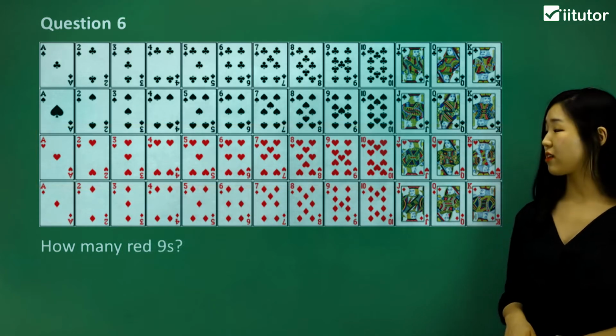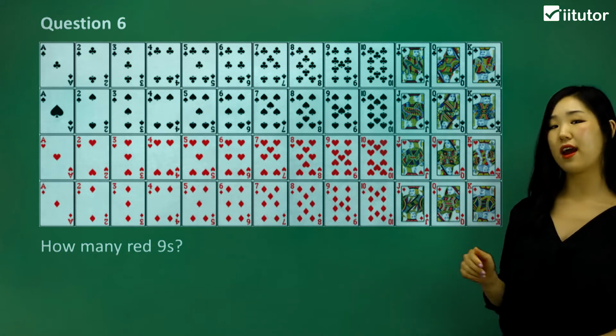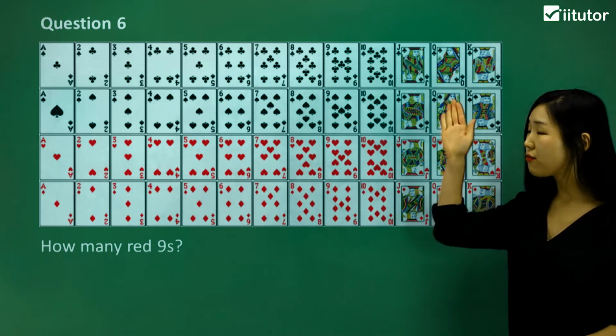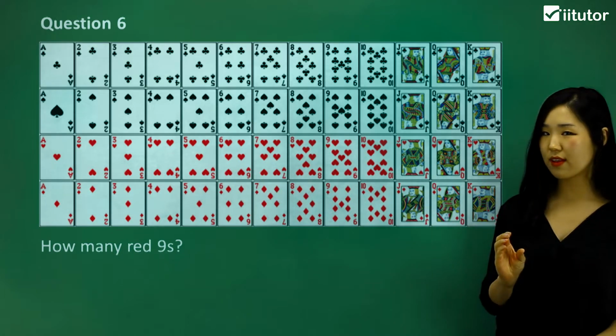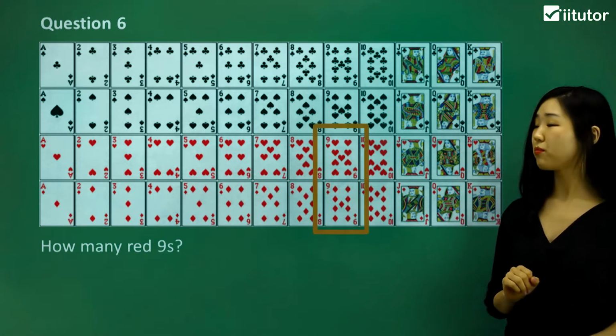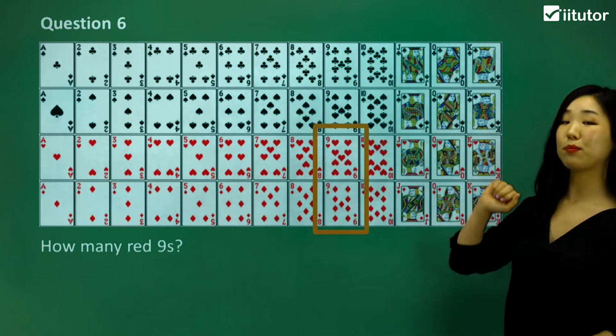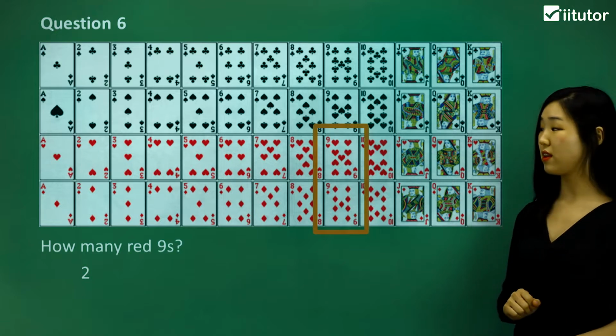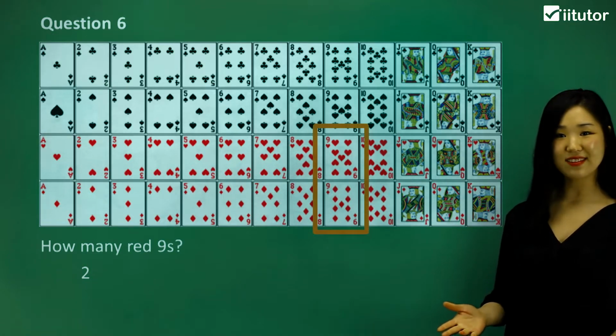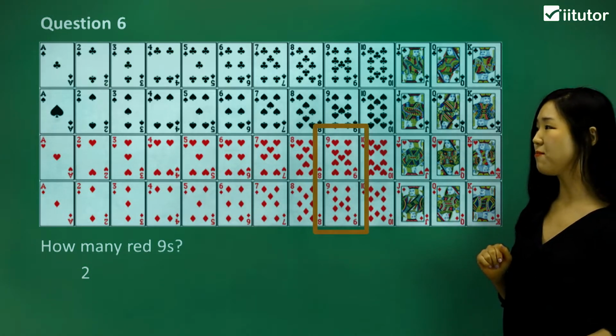Now, let's have a look at the next one. How many are red 9s? Now, we know that there are 4 9s. There are 4 of each type, isn't it? But we just want specifically the red 9s. So, only these are the red 9s. The other 2 are black, so we don't include them. So, it's just the red ones. So, there are only 2 red 9s. Make sense, guys? So, make sure you can count them very nicely.